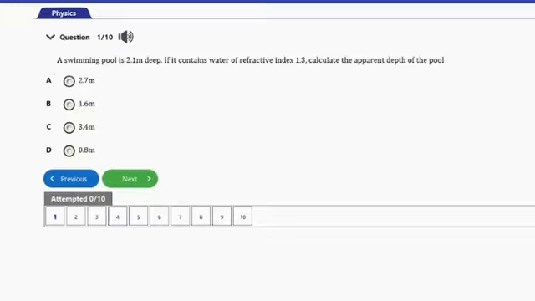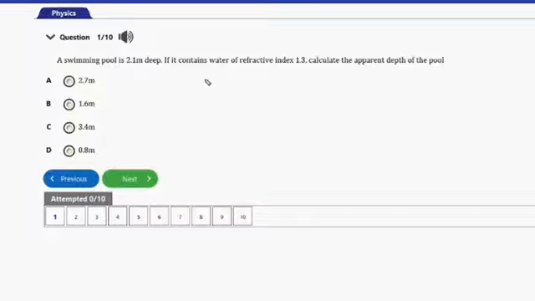It says, a swimming pool is 2.1 meters deep. If it contains water of refractive index 1.3, calculate the apparent depth of the pool. So guys, let's go ahead and solve this out together.